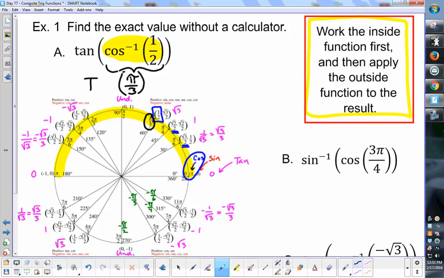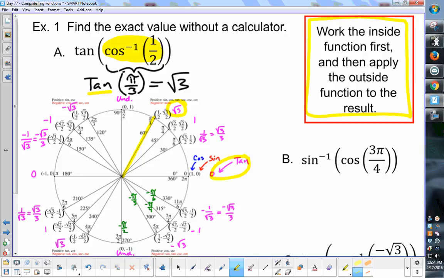And then I drop the tangent down. Since it's not an inverse, I could care less about where it's on the unit circle. But I am going to this specific line, which is 60 degrees or pi over 3. And now I'm finding the tan. And the tan is always my outside number as completed in the unit circle. So we'll say equals square root of 3. And that's my final answer. Okay, let's go to the next question.